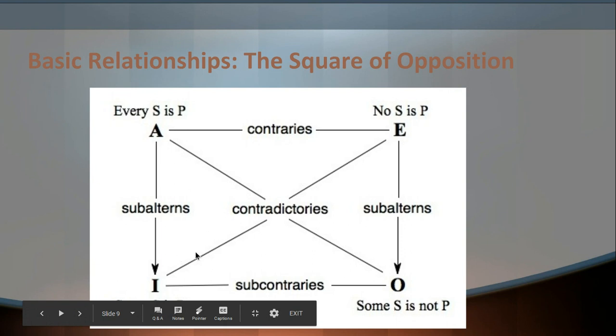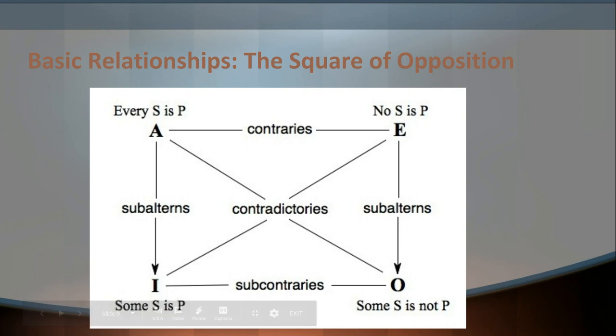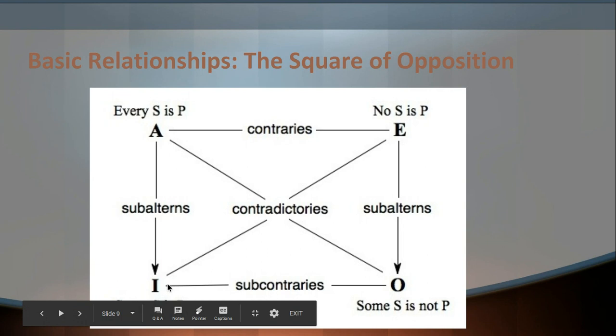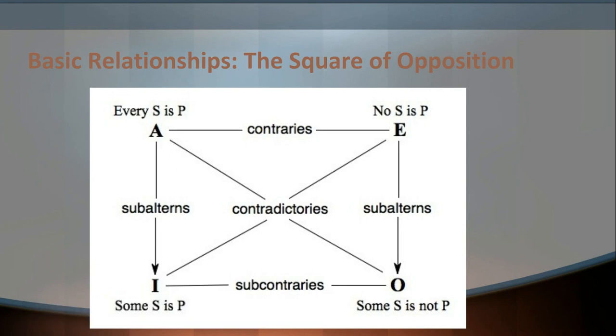The same goes for E and I statements. E statements, no S are P, and I statements, some S are P. These are obviously things that can't both be true. They must have opposite values. If it's true that no dogs are fish, then it can't be true that some dogs are fish. You just can't believe both of those things and be a rational, sane person at the same time. They must have opposite truth values.